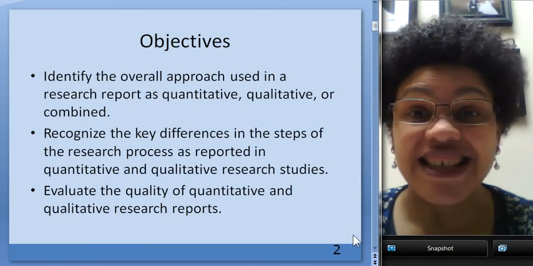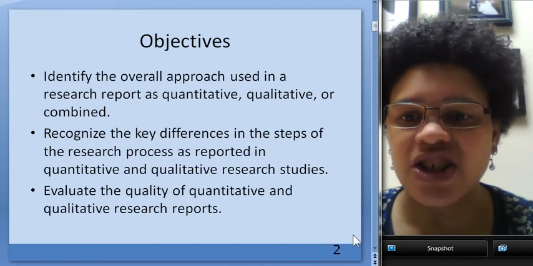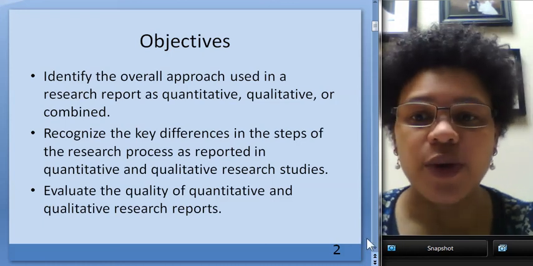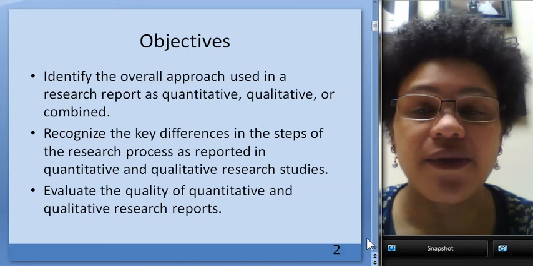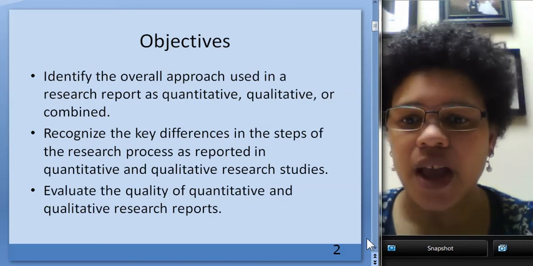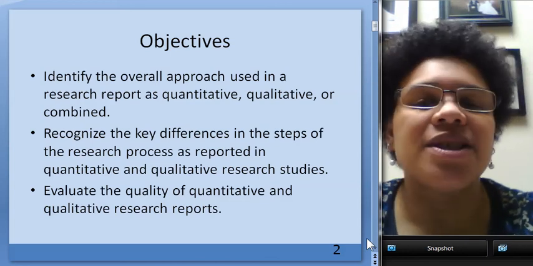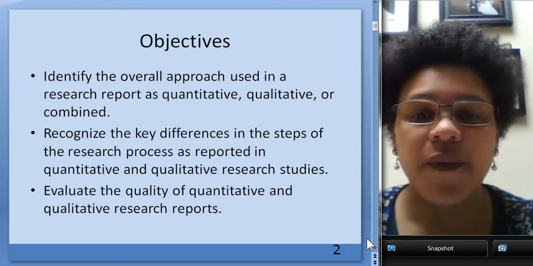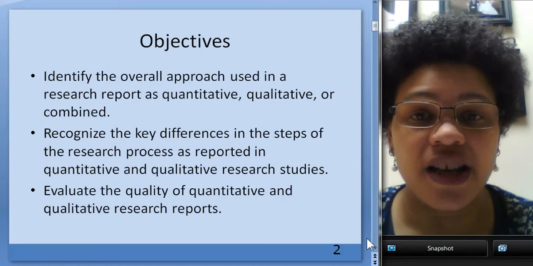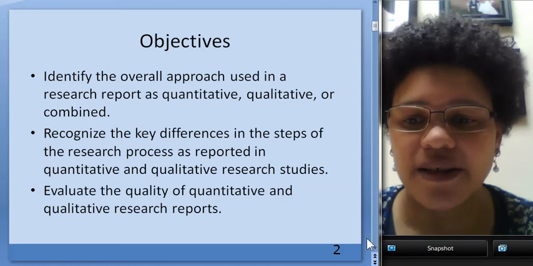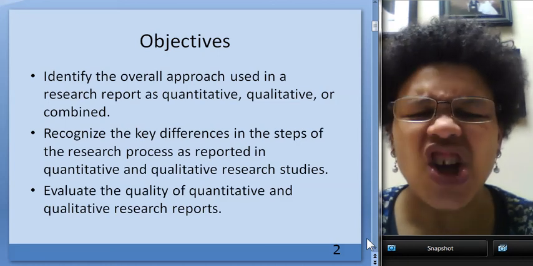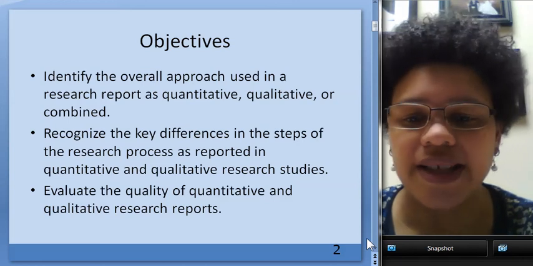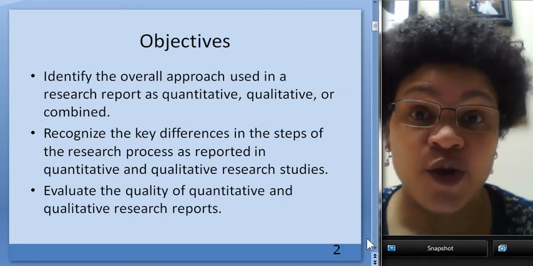So our objectives for this lecture are to identify the overall approach used in a research report as quantitative, qualitative, or combined, to recognize the key differences in the steps of the research process, depending on if a study is quantitative or qualitative, and to start to understand how we evaluate the quality of quantitative and qualitative research reports.